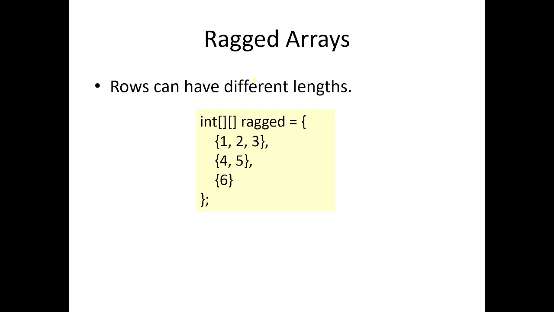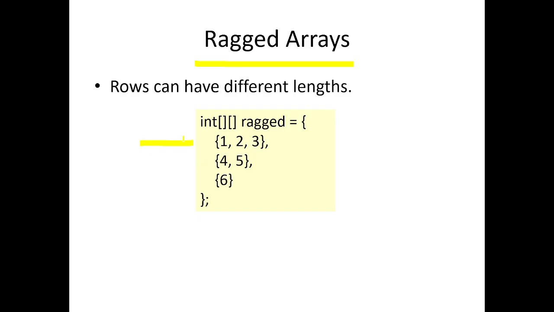Okay, ragged arrays means that commonly when we define or initialize a two-dimensional array, the elements for each row would be the same. But if we have the case that the number of elements in one row is not equal to another row, then the case is called ragged arrays. You can have different lengths for each row.